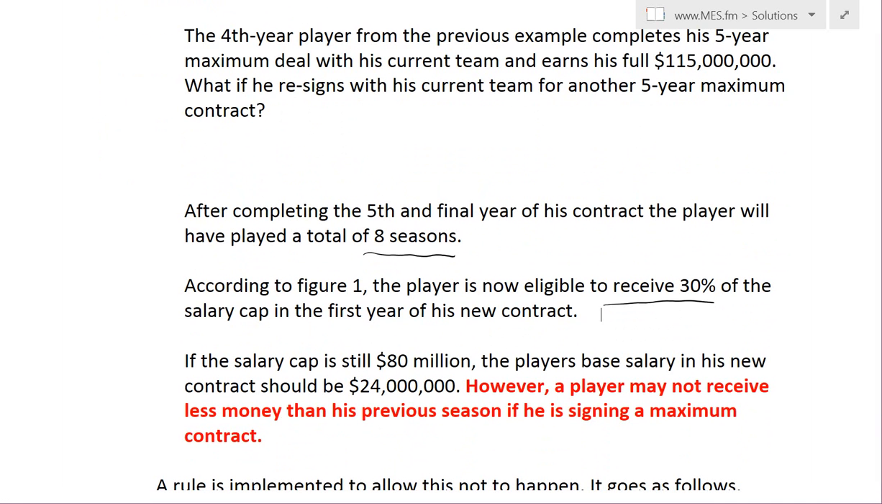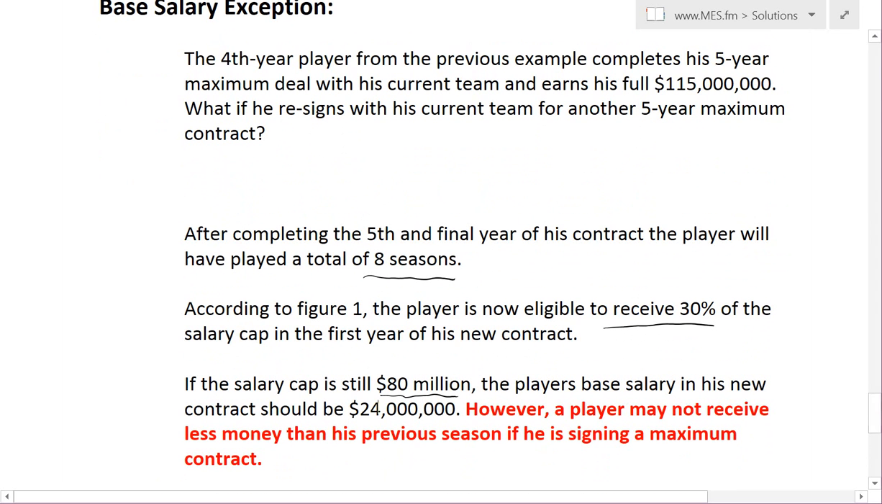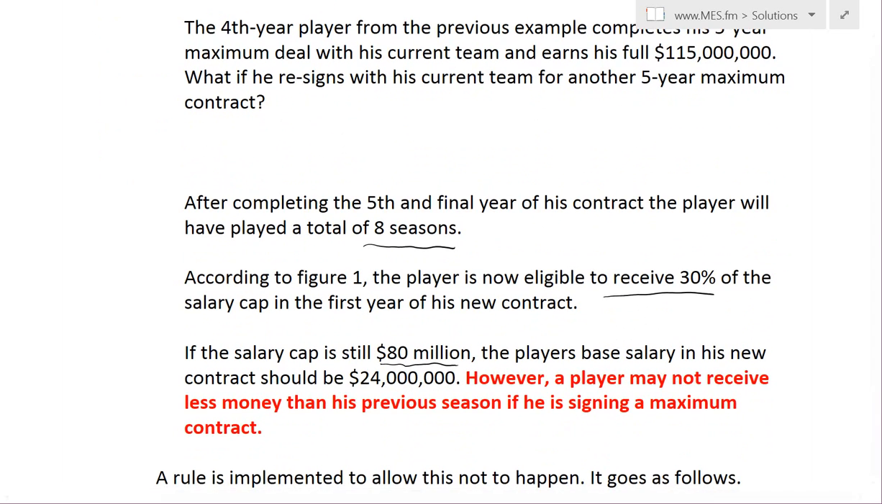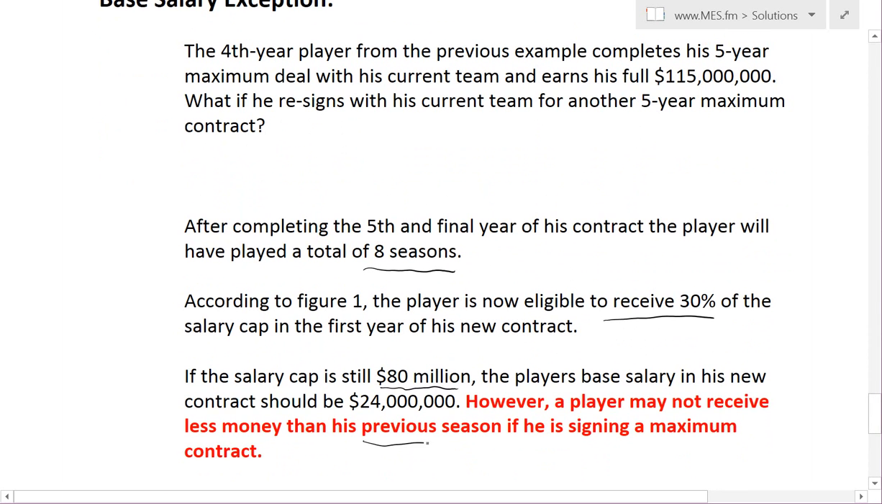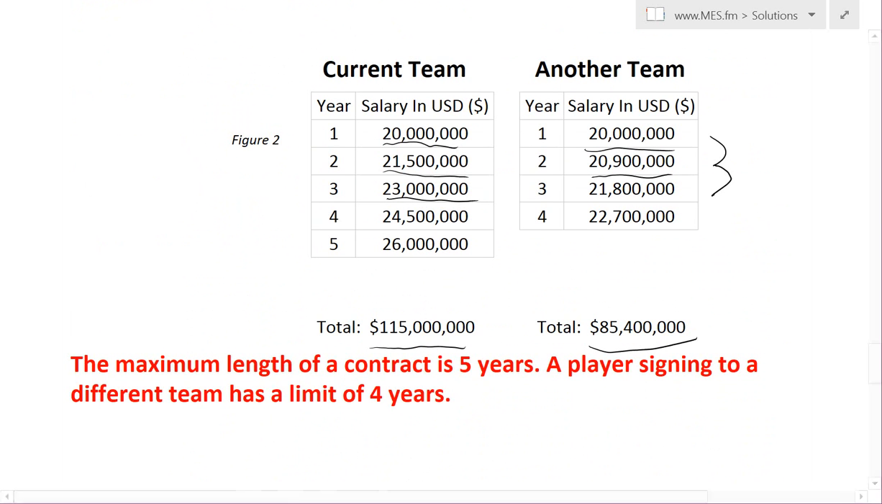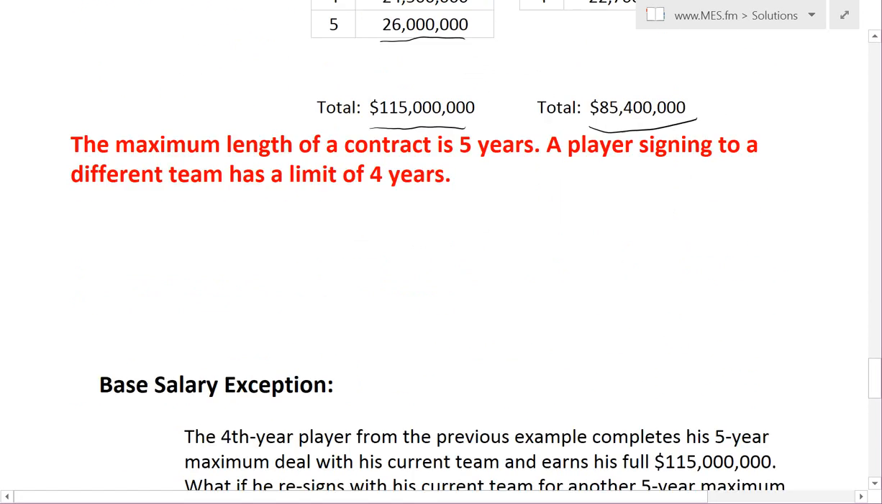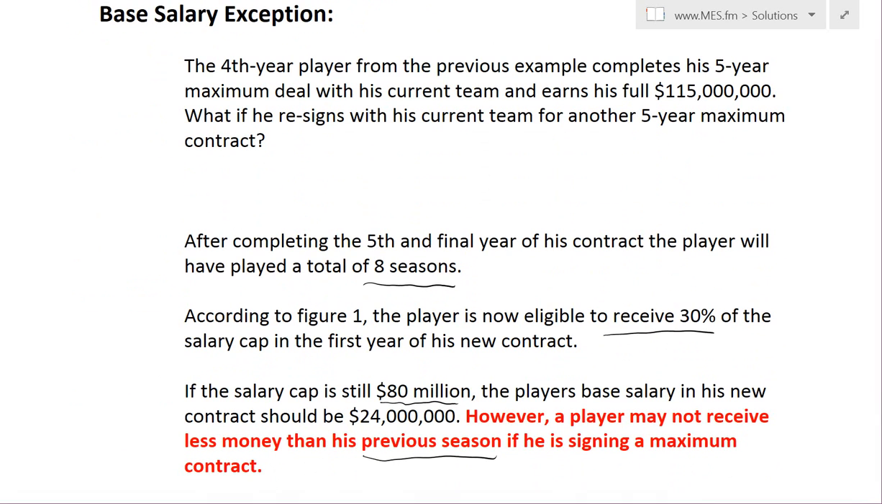So if the salary cap is still 80 million, that means the player's base salary in the first year should be 24 million. But the key thing is that a player may not receive less money than his previous season if he's signing a maximum contract. So what you see here is that on the 5th year, he got 26 million. But if he's signing another maximum contract, that means he would start out with 24 million, which is less.